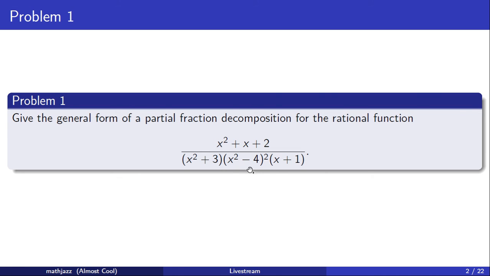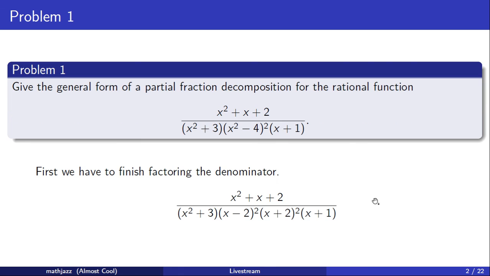This x squared minus 4 is not completely factored into irreducibles, so we have to factor that. And since that term is squared, when we factor this difference of squares, x squared minus 4, we're going to get 2 of each of the linear factors. So we have (x minus 2) squared and (x plus 2) squared. And from here, we have one irreducible quadratic.